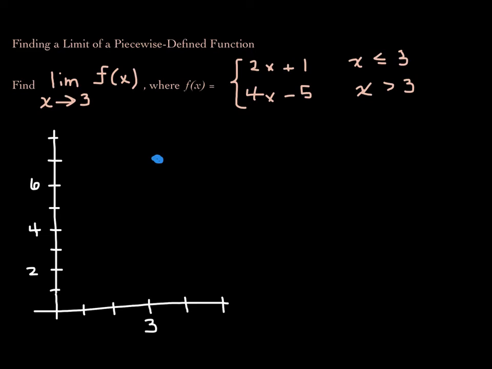So if I go down 2 and to the left by 1, that leaves me at 2, 5. Right? If I go down 2 again and to the left by 1, then I'm at 1, 3. If I go down 2 and to the left by 1, I am at 0, 1, which is that y-intercept right there. So if I just connect the dots really quickly, this is the line for that first piece.